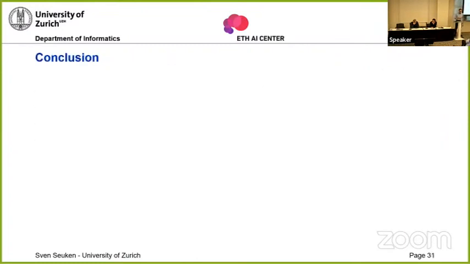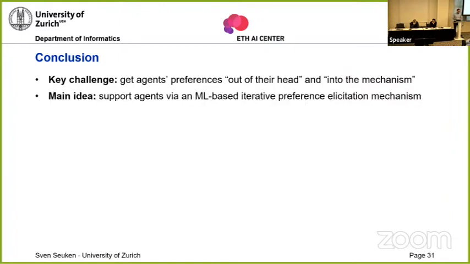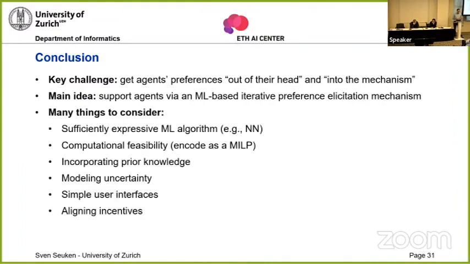Okay. Let me conclude. So the key challenge that I've put forward here is to get the agent's preferences out of their head and into the mechanism. And the main idea I wanted to put forward is to support the agents via an ML-based iterative preference elicitation mechanism. There are many things to consider.